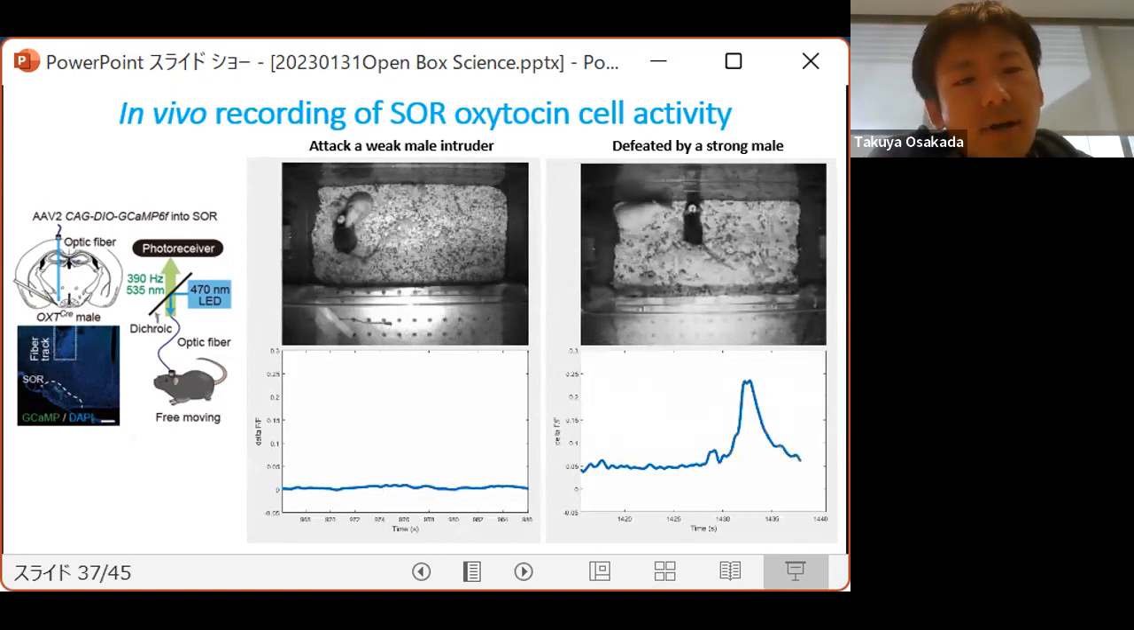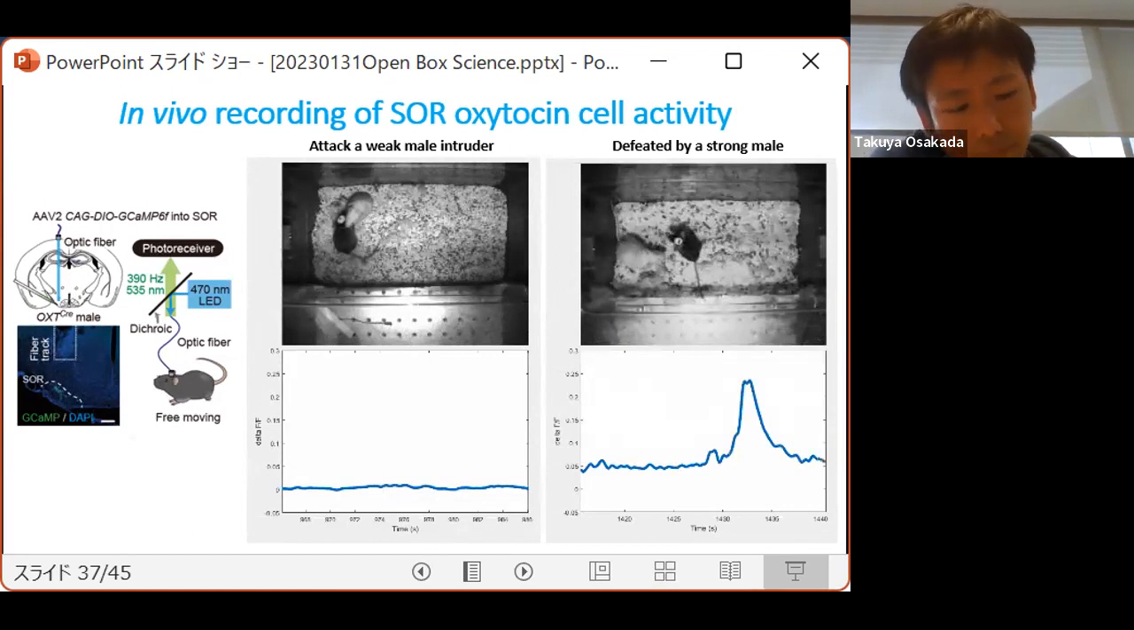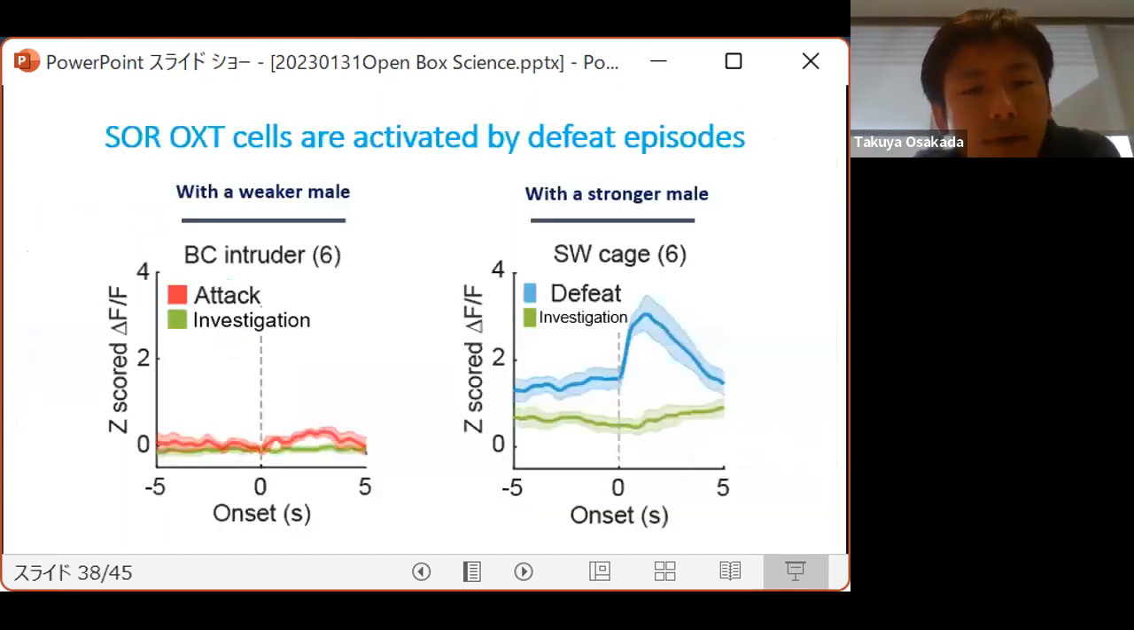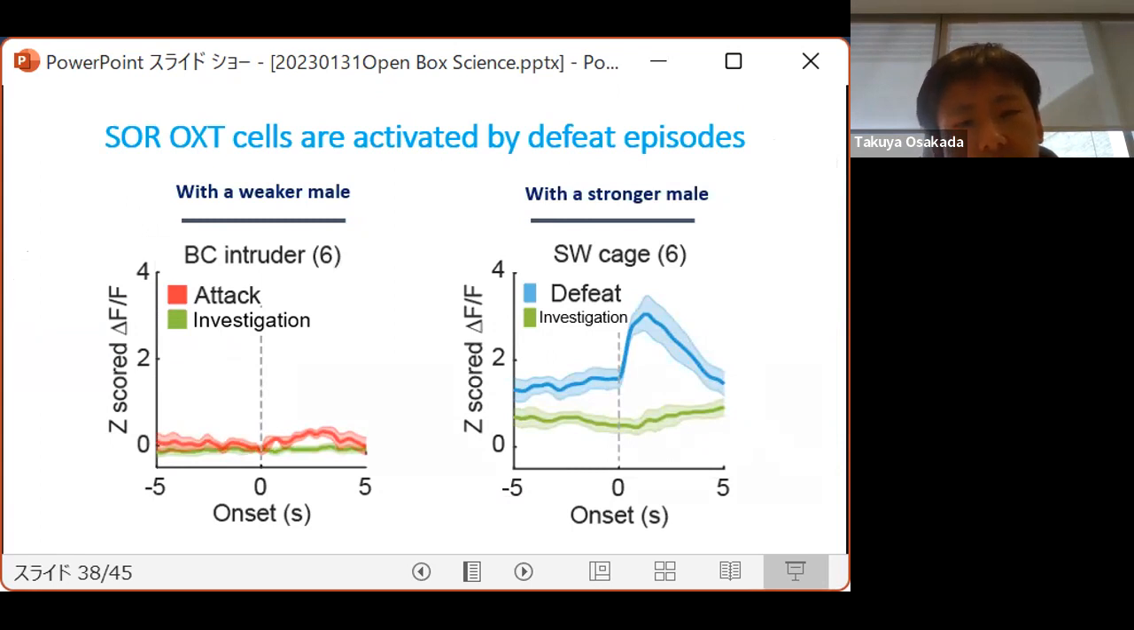Overall, this SOR OXT cell population is very quiet, but when he was defeated, there is striking activation. This is just a quantification from the GCaMP recording. With the weaker intruder, there is no induction, even though there is aggression. The right side is interaction with the stronger SW male. With defeat events, there is induction of neural activation aligned to the defeat events.